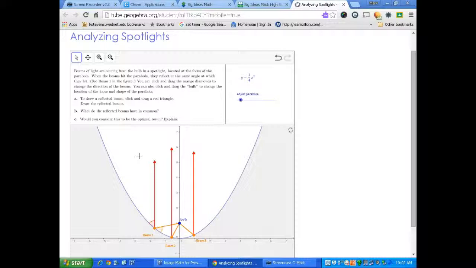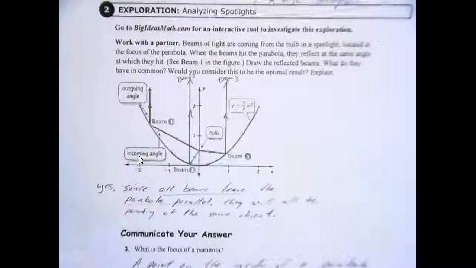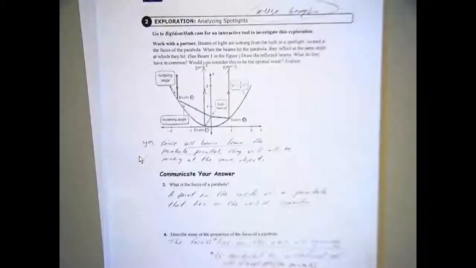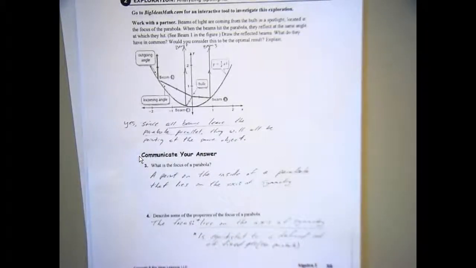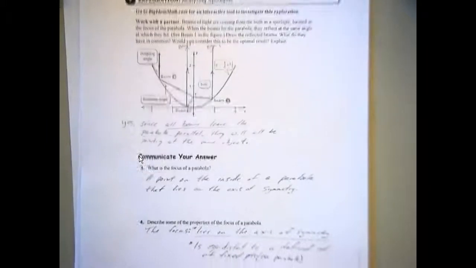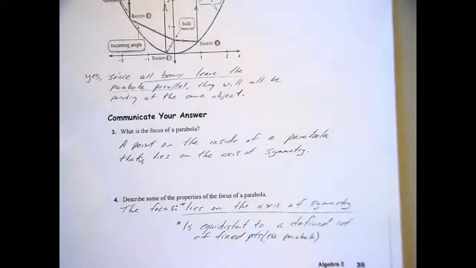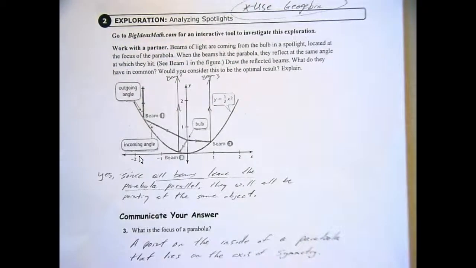Okay, your exploration. If you go back to that, on this page here, hopefully you're able to summarize it up. This is page 35. A point on the inside of the parabola that lies on the axis of symmetry is your focus. Describe some of the properties of the focus. Well, you can do that later, but hopefully at least summarize this piece up here. I want you to take a minute and just talk to your neighbors about what you learned there. Kind of get it straight in your head, because we're going to add some other terms that you've never heard before here in a minute.